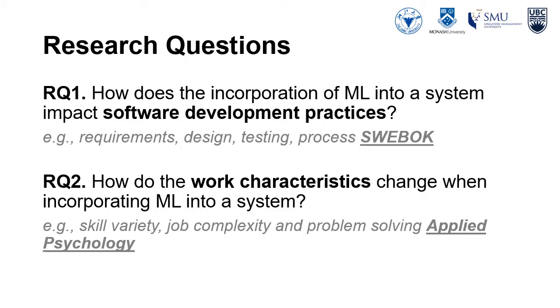To systematically explore the impact of machine learning on software development, we investigated 2 research questions in this work. The first is, how does the incorporation of machine learning into a system impact software development practices? We consider the practices from SWEBOK, the guide to the software engineering body of knowledge, including requirements, design, testing, process, etc. The second is, how do the work characteristics from applied psychology, like skill variety, job complexity, and problem solving, change when incorporating machine learning into a system?